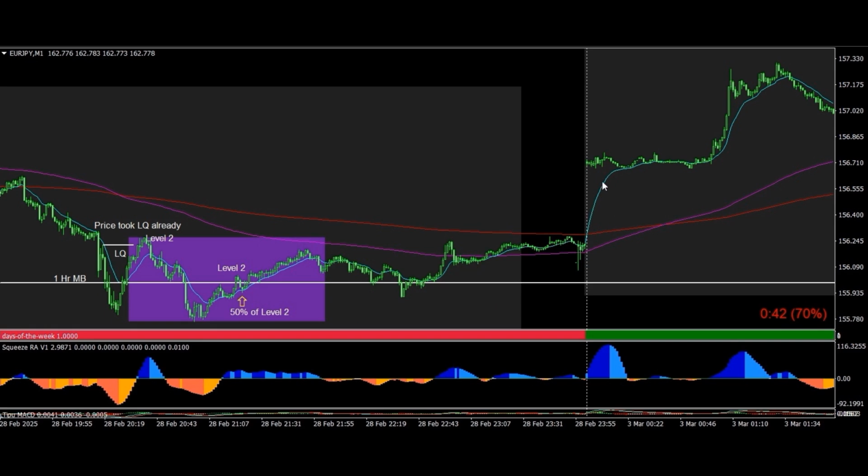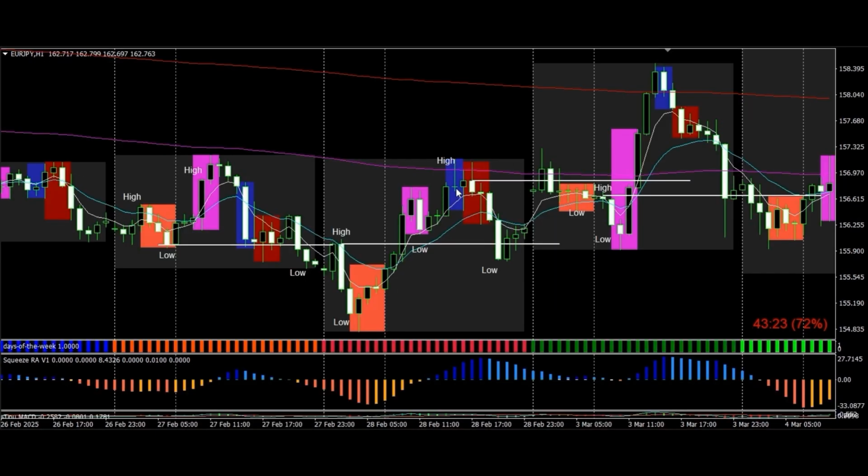During the change of session, price jumped and created a gap and actually overshot our 50% of that mitigation block. And it continued to the upside during the Asian session. So this was a very lucrative trade. Now, if you look at this mitigation block that was created, we have a low, a high, and a lower low. Once price closed outside of this mitigation block, we're looking for a trade to take it higher.